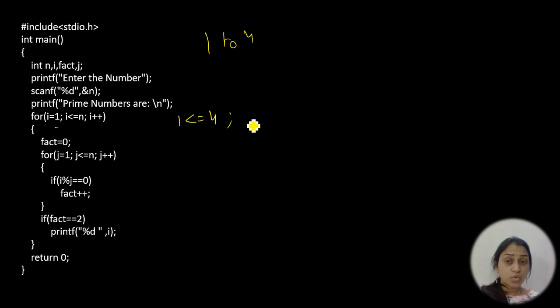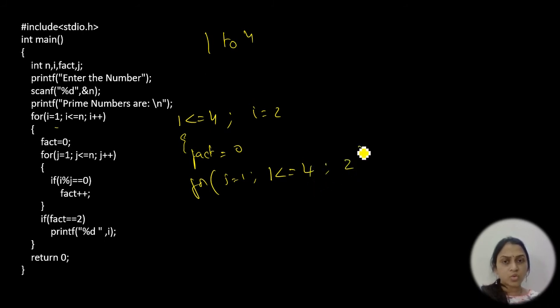Yes, the condition is true. So this will be the post increment. So i becomes 2 now. So enter here, the fact is equal to 0. Again here we need to check the other for loop. So j is equal to 1 and j, 1 is less than or equal to 4. Yes, 1 is less than or equal to 4 only. j is incremented to 2.